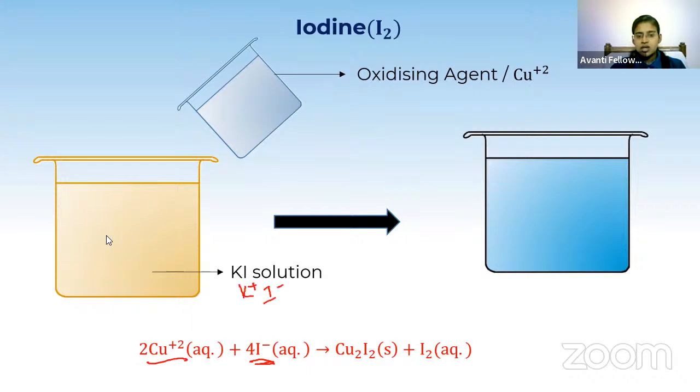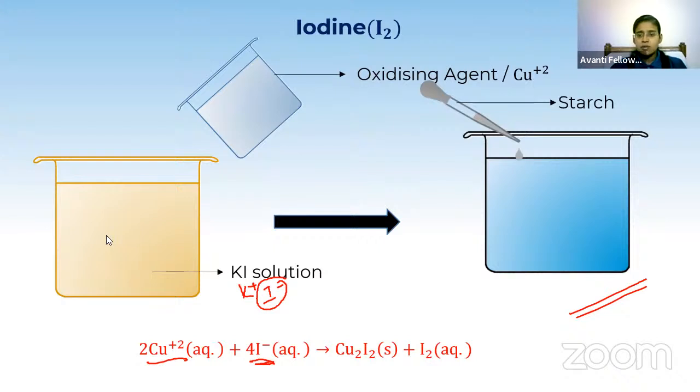So the I minus ion is written here, and they are getting converted to Cu2I2 and I2. So the color of the solution changes. Now what we have to do, we have to take this particular solution and we have to add a starch.